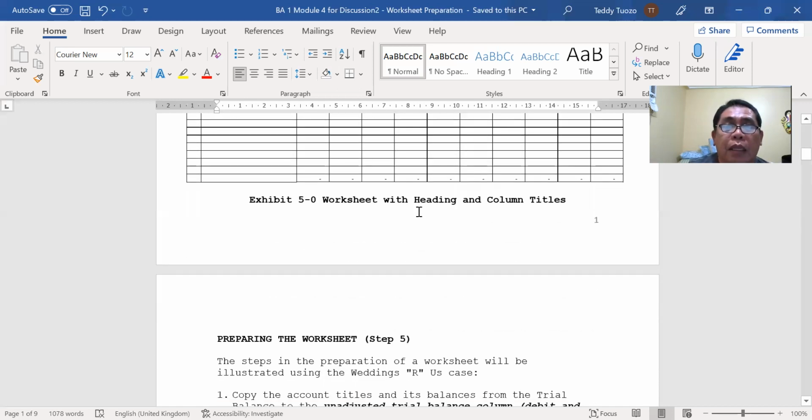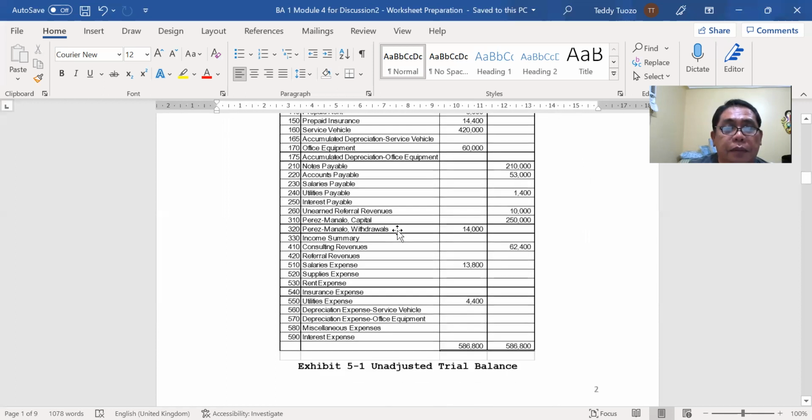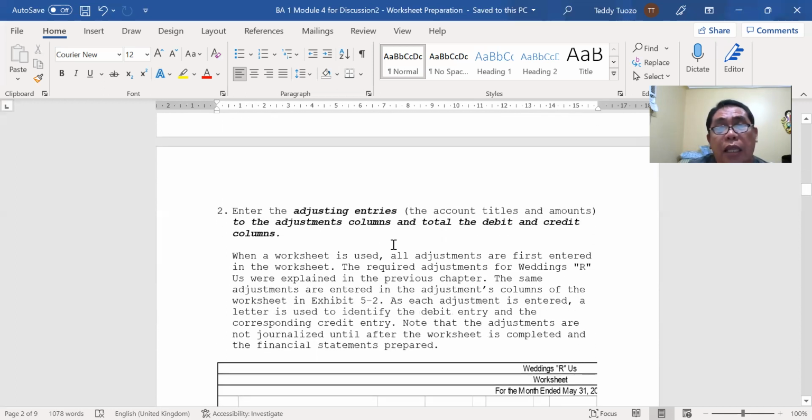Okay? Next is to enter the adjusting entries, the account titles and amounts, in the adjustment columns, and total the debit and credit columns. I discussed the adjusting entries to you first, before the worksheet, so that when we prepare the worksheet we don't have to stop and compute the adjusting entry amounts for those accounts that require adjustment.